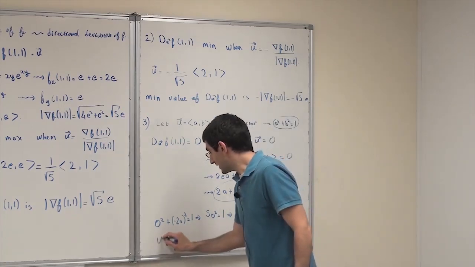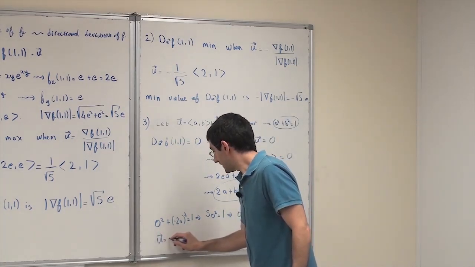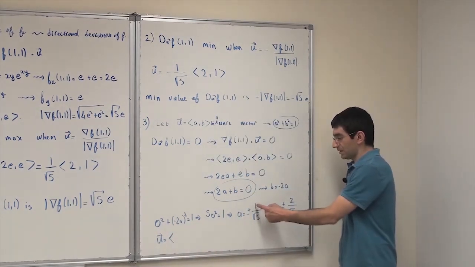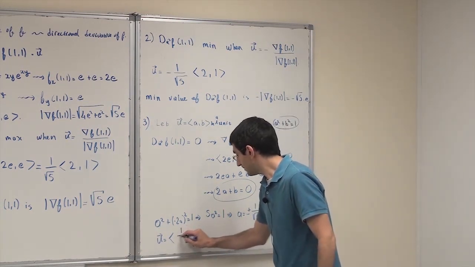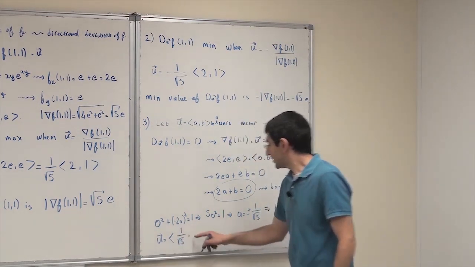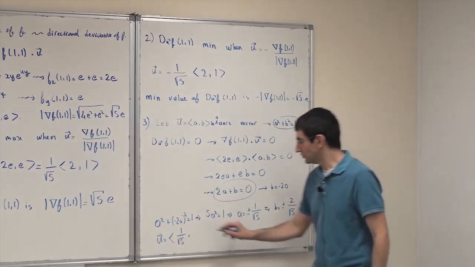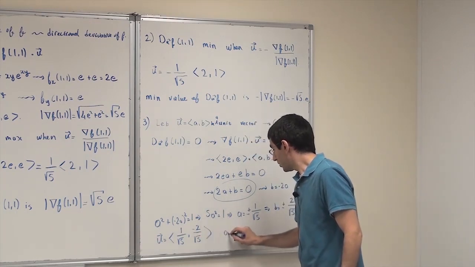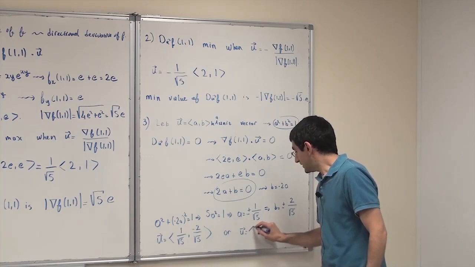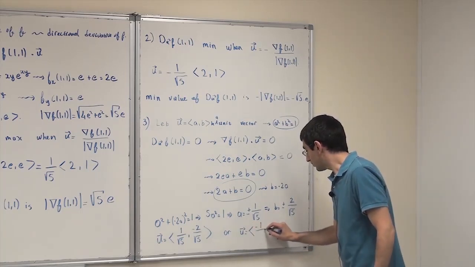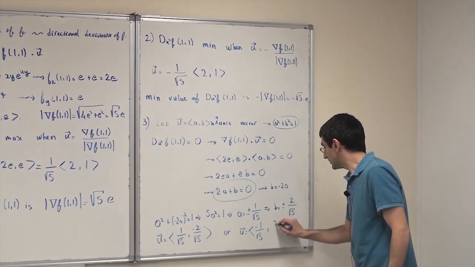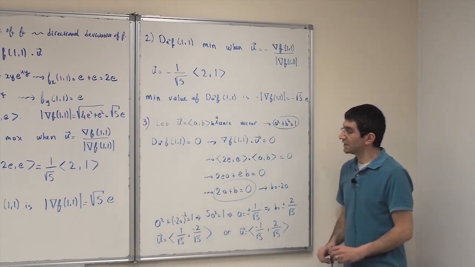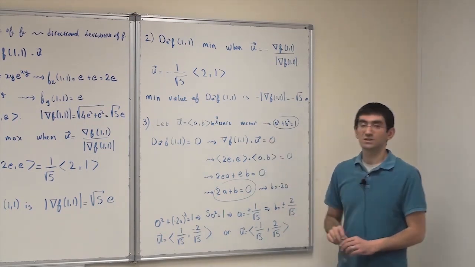So our unit vector, when the directional derivative is equal to 0, can be when a is 1 over root 5, then b will be negative 2 over root 5, or when a is equal to negative 1 over root 5, then b will be 2 over root 5. So those are the two directions in which the directional derivative is going to be equal to 0.